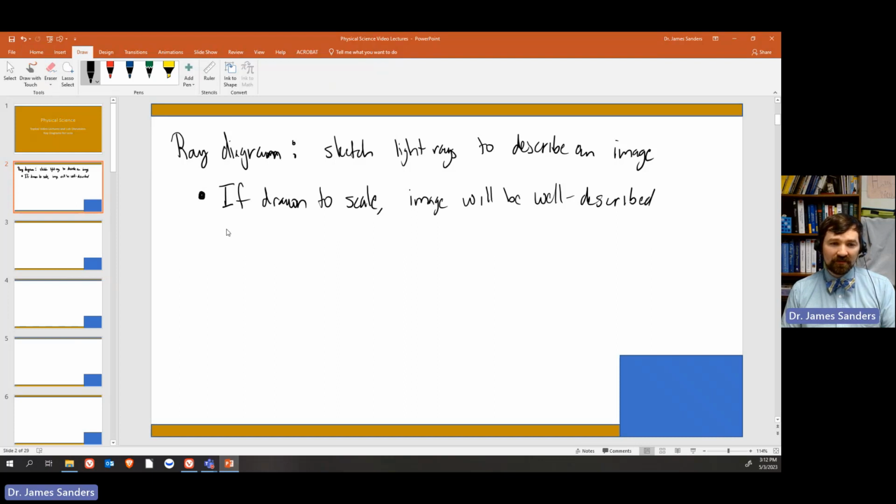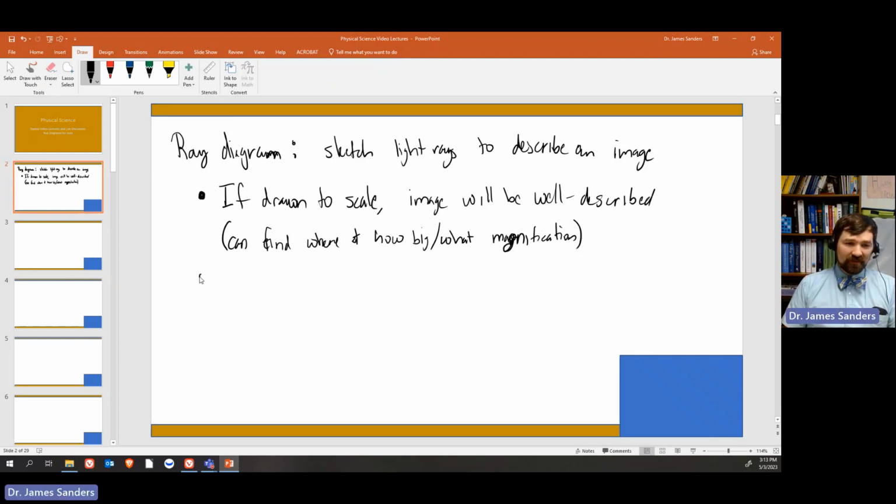And by that, I mean you can find where and how big the image is, or what the magnification is. And oops, that's not very well written. For what it's worth, it helps to use a ruler, and not just to draw to scale, but also to draw nice straight lines.